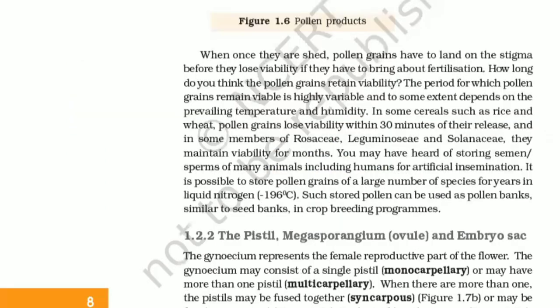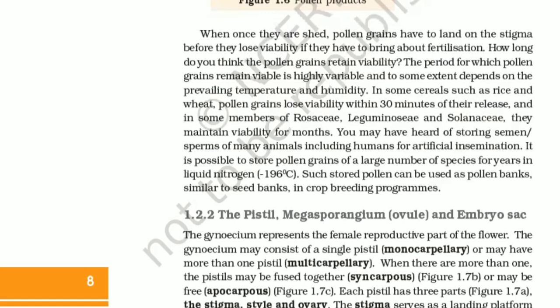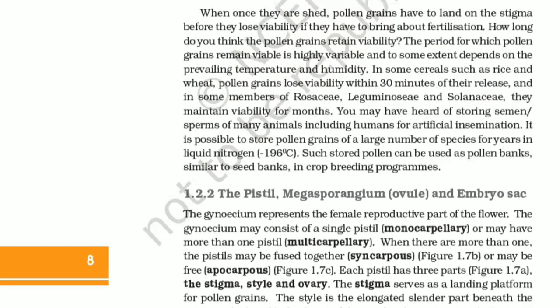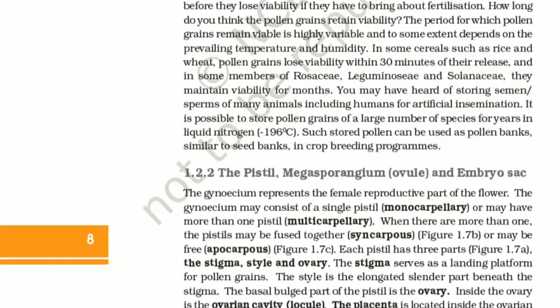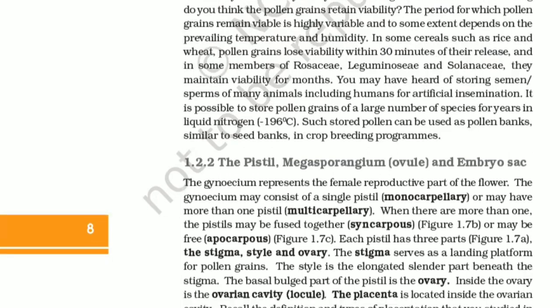Once they are shed, pollen grains have to land on the stigma before they lose viability if they have to bring about fertilization. How long do you think the pollen grains retain viability? The period for which pollen grains remain viable is highly variable and to some extent depends on the prevailing temperature and humidity. In some cereals, such as rice and wheat, pollen grains lose viability within 30 minutes of their release, and in some members of Rosaceae, Leguminosae, and Solanaceae, they maintain viability for months.